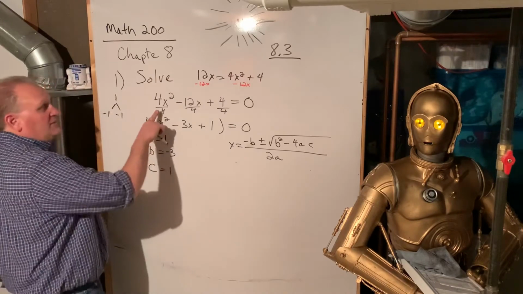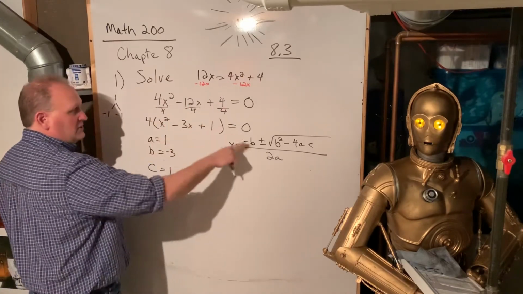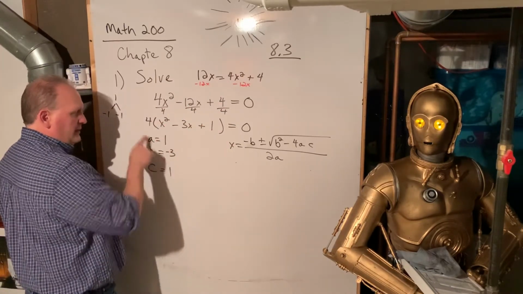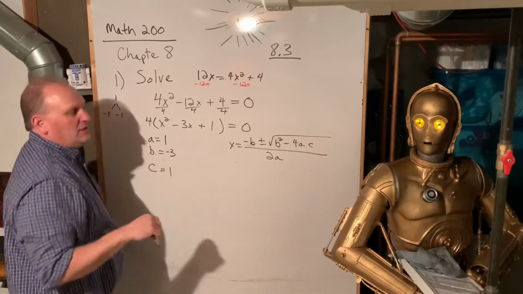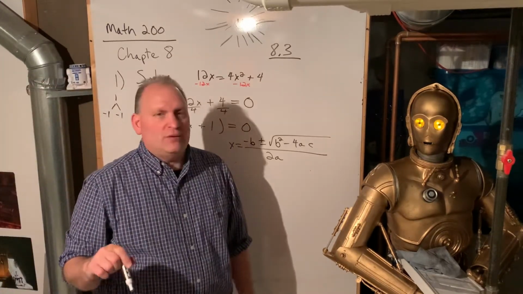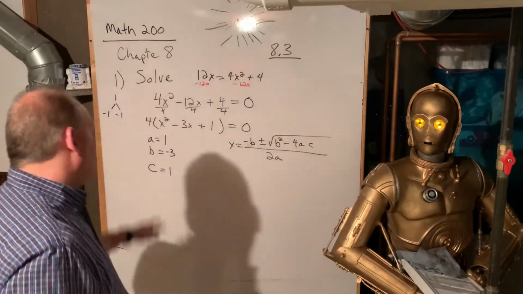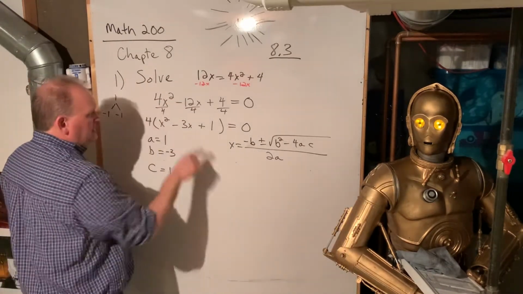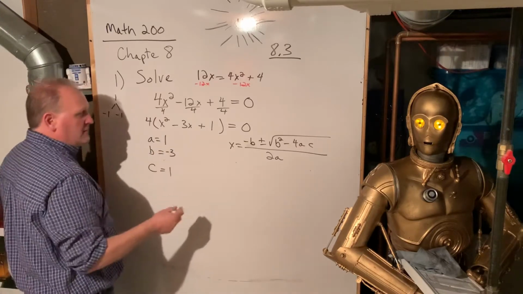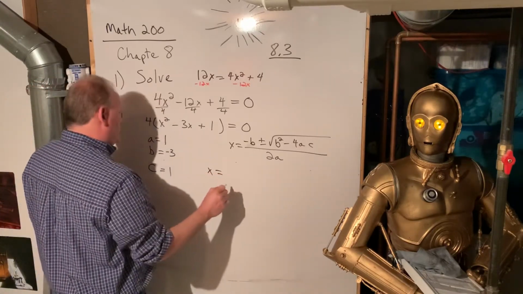So we don't need to put in 4, -12, and 4. We can actually put in the 1, -3, and 1. This 4 multiplier will affect the graph, but it won't affect the zeros. The graph will be stretched by a vertical factor of 4, but the zeros will be in the same spot. So we can just use the smaller numbers. So let's put those in.